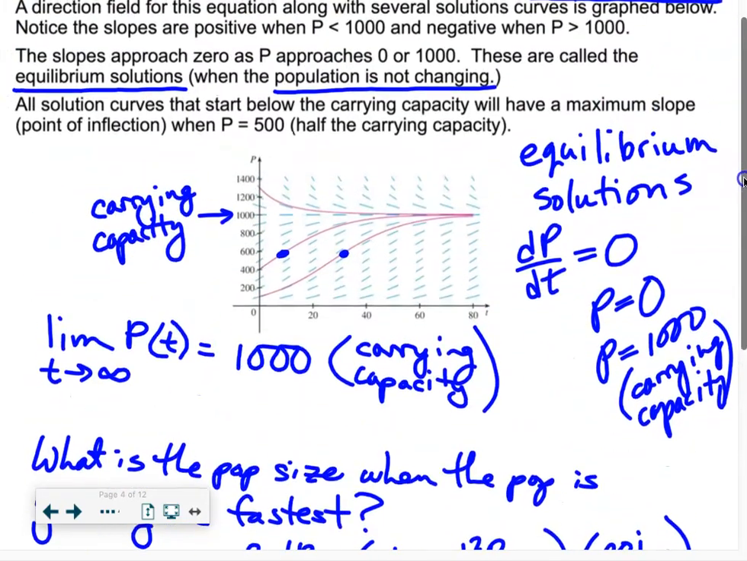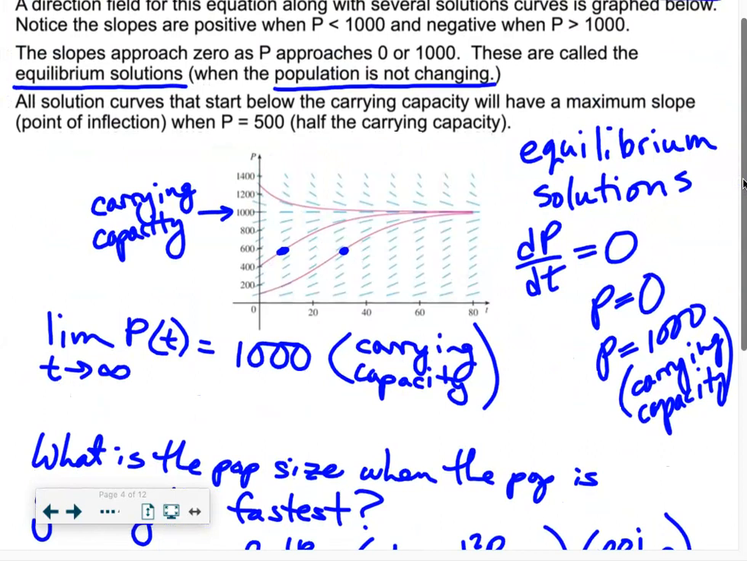So three things we've learned. One, equilibrium solutions occur when the population is 0 or the carrying capacity. Limit as time approaches infinity is always the carrying capacity. Maximum rate of growth, or the point of inflection on your curve, will always occur at half the carrying capacity. All right. Does everyone have those three things down on their paper? Because that's what we're about to do a million times.